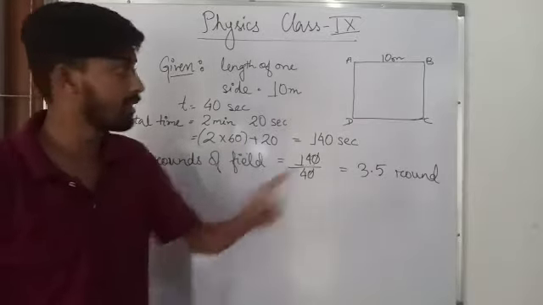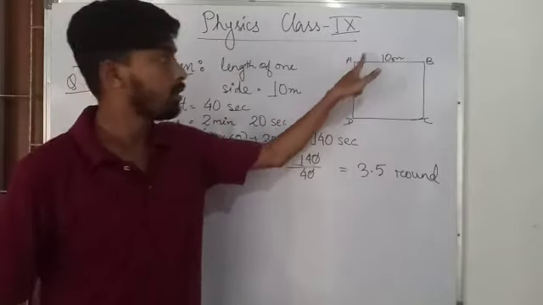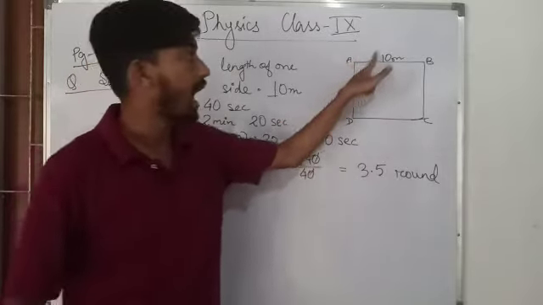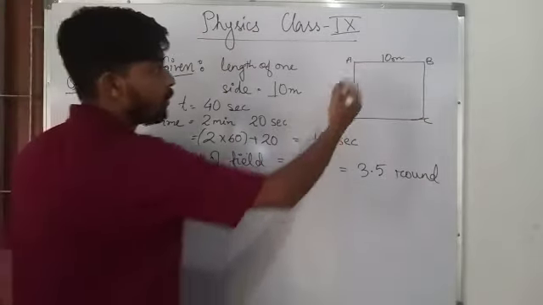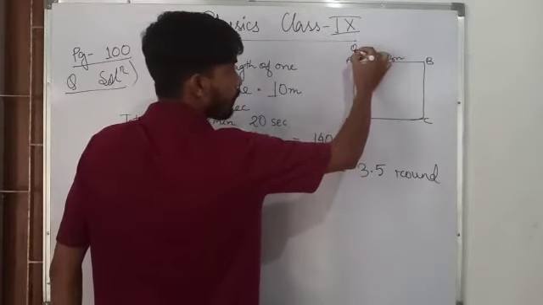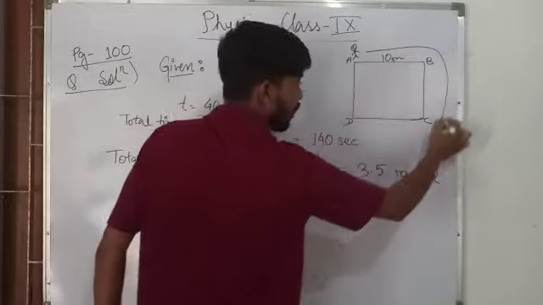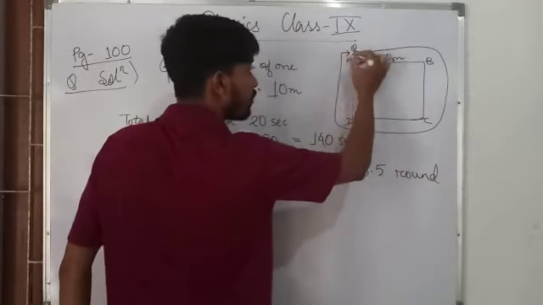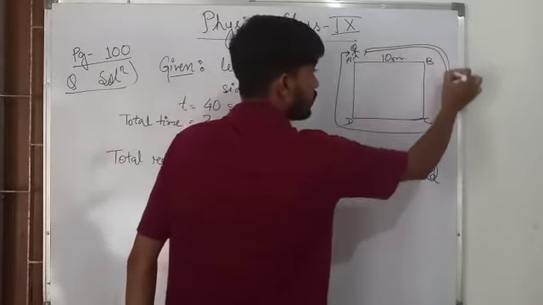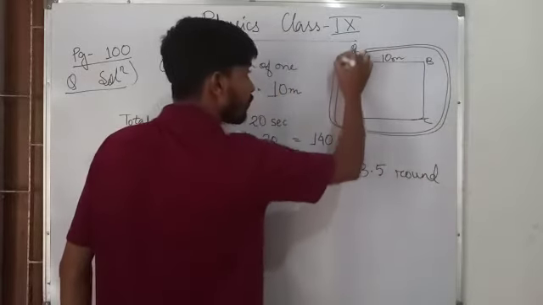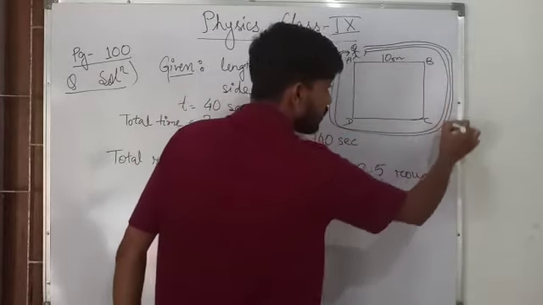It will be like this. If he is starting from A, 1 round, second round and a third round, it will be like this. First he will be starting from A, he will be giving one round. Okay, then he will be giving another round. He will be giving one more round. Total 3 rounds are there.